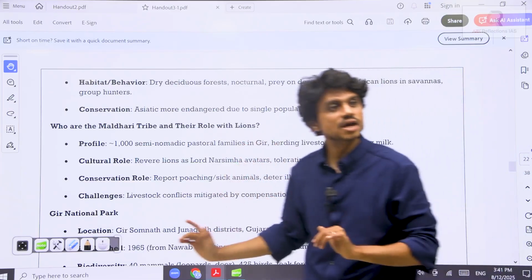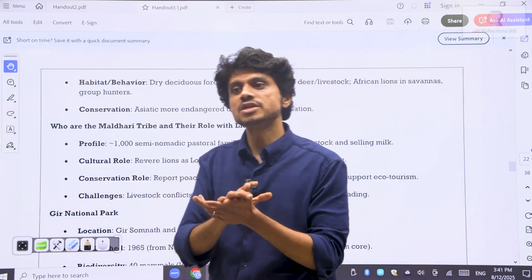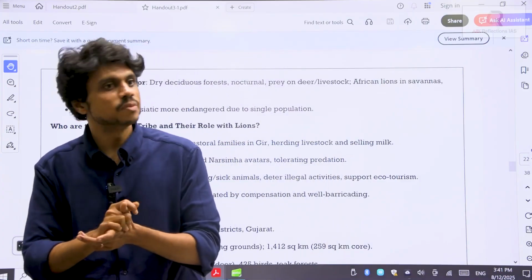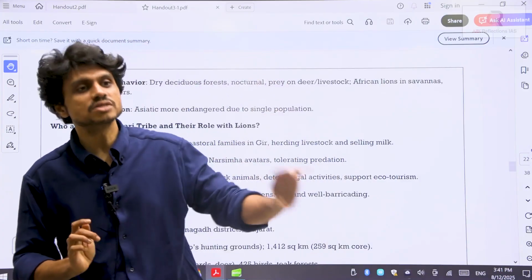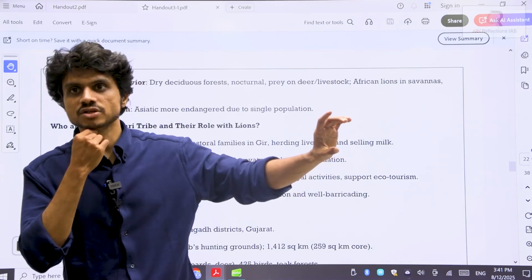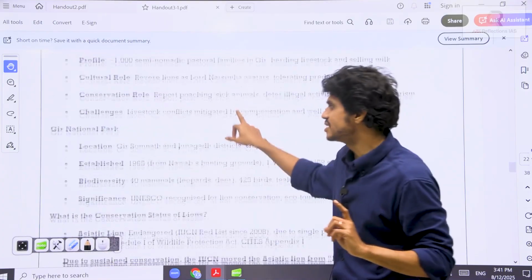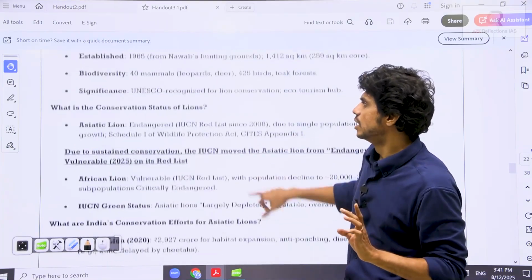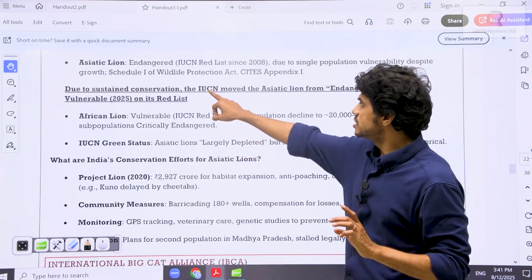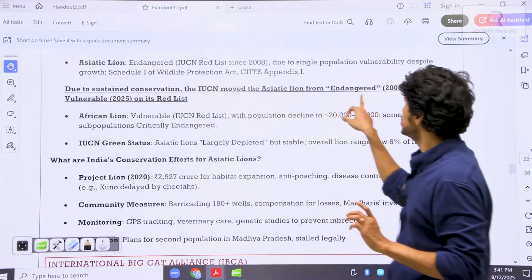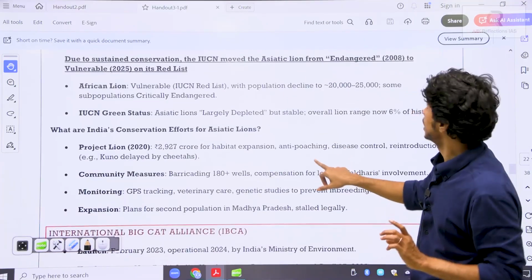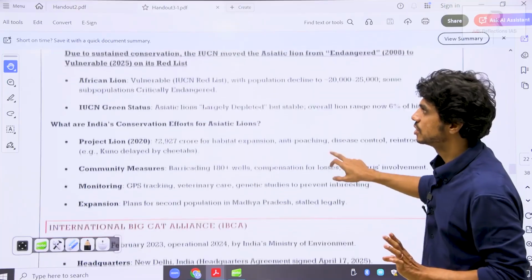That's how in India, protection of the environment is always linked with the culture and the local people. They naturally protect. These things can be utilized in the essay. Cows and all. Okay. So Lord Narasimha, Gir National Park, we need to have clarity. Due to sustained conservation, IUCN has moved the Asiatic lion from the endangered status to the vulnerable status.